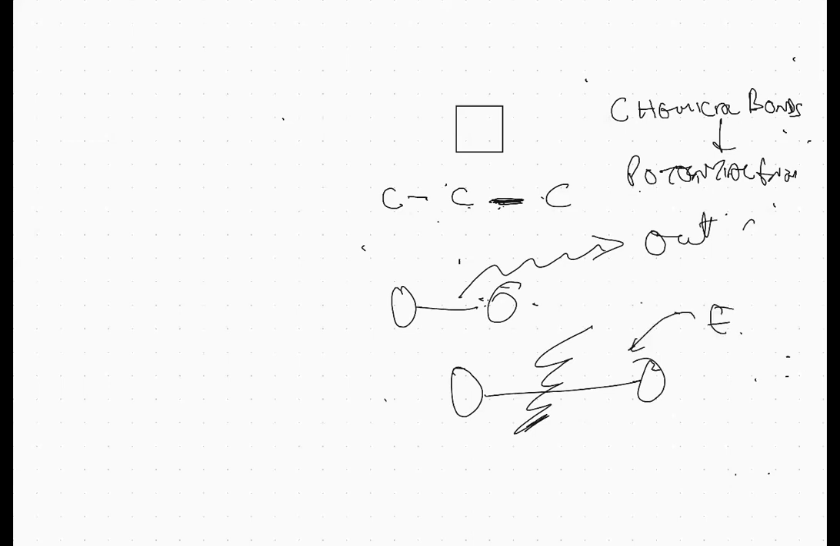The higher the energy, the stronger the bond. To break it, you have to give in energy. The stronger the bond, the more energy is required. So energy within chemical bonds is called potential energy.